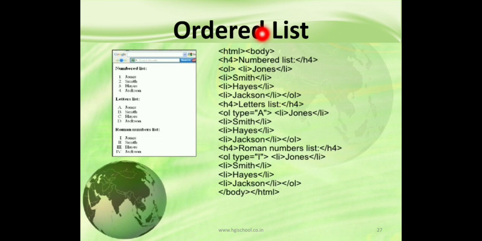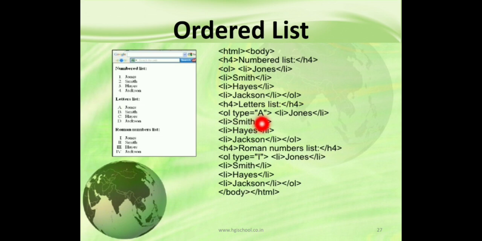So here you can see all types of lists. In the ordered list we will study different types of lists. Here is an H4, numbered list. This is the first heading: OL without any type attribute. You can see there are 1, 2, 3, 4 list items. Then the OL tag is closed. Then H4, second list item.